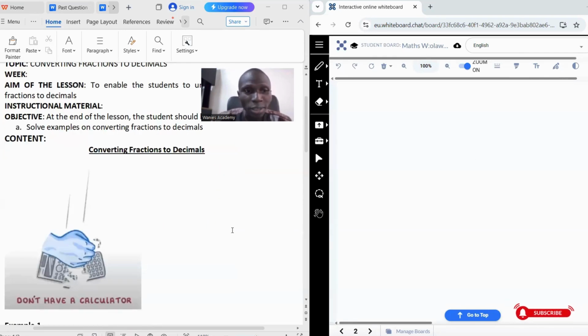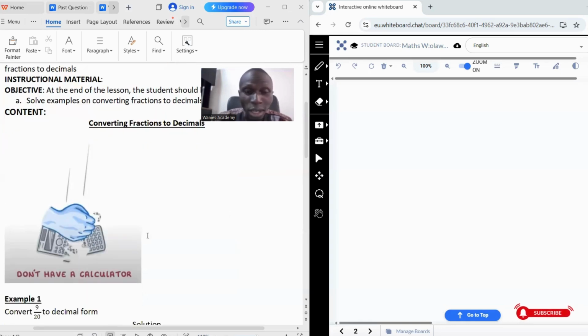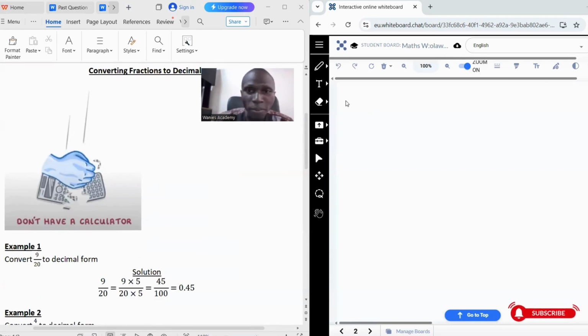In the examples that we're looking at, you won't have to make use of a calculator. That's why we have it here: no calculator. So we are going to solve it without the use of a calculator. Now in example 1, we are asked to convert 9/20 to decimal form. 9/20 is a fraction, so we are asked to convert this to a decimal.